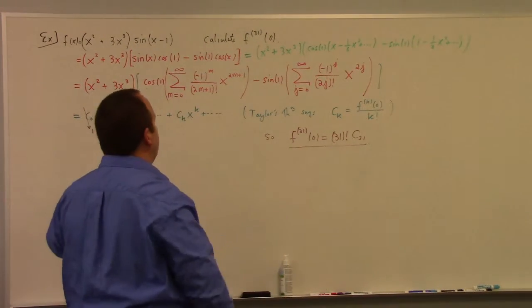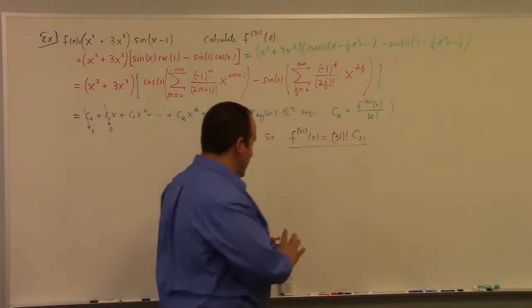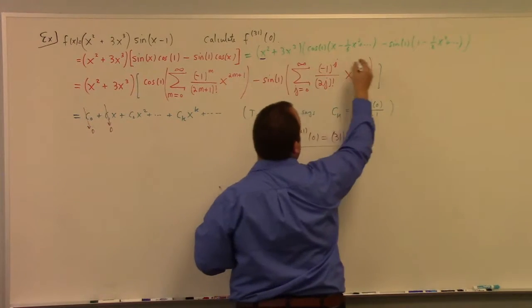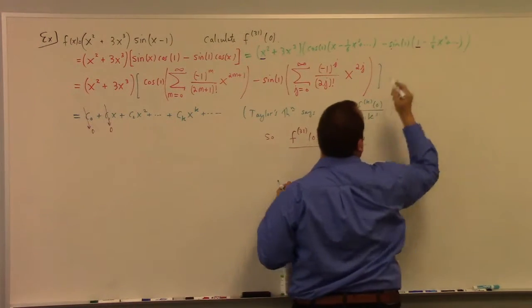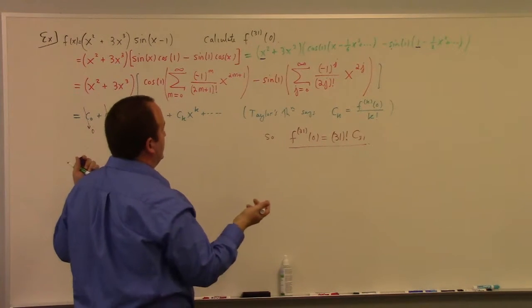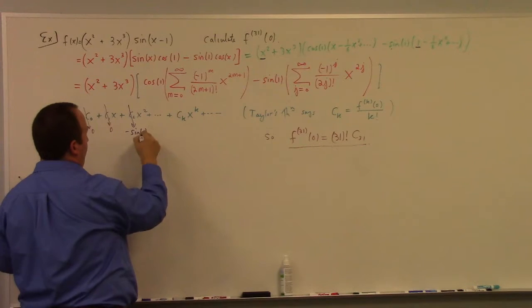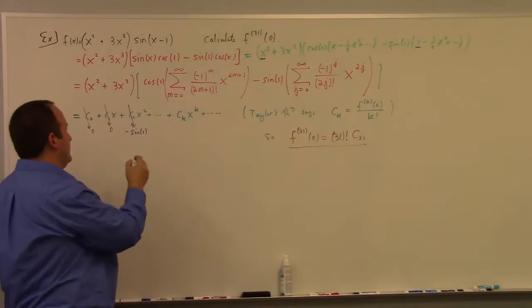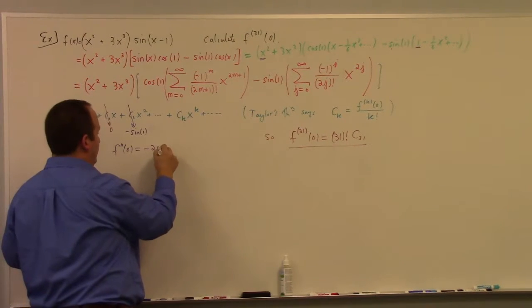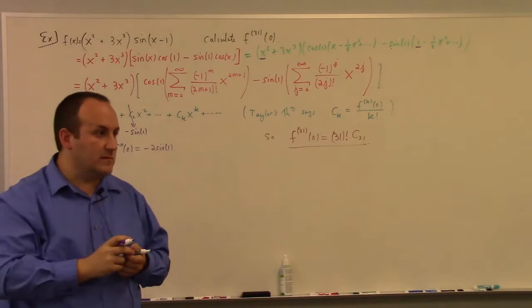So from that, it's pretty easy to read off that the x squared coefficient only comes from, like what? This guy times this guy, basically, right? So C2 is what? C2 is minus the sine of 1, which incidentally would tell me that f prime prime of 0 is equal to minus 2 sine of 1, because 2 factorial is 2, right?